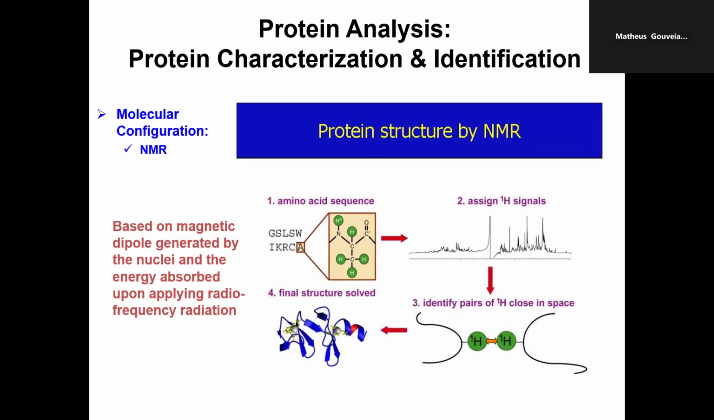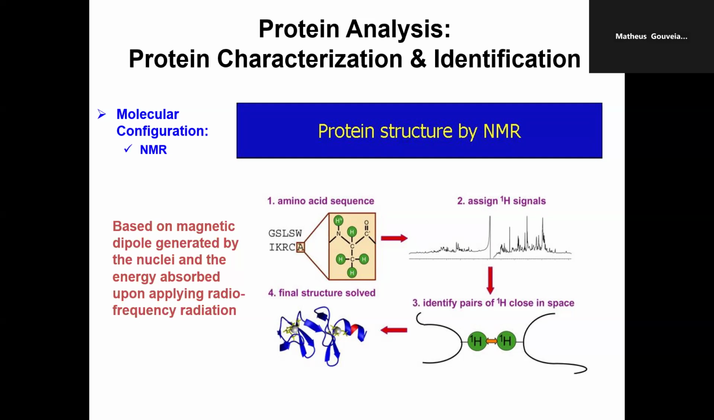NMR. Analytical, I won't use it, but you can use NMR to determine structural configuration by monitoring the proton spectra. Basically, how close protons are to each other. It will help you solve the puzzle and gives you the final structure of the protein based on the proximity of hydrogen.